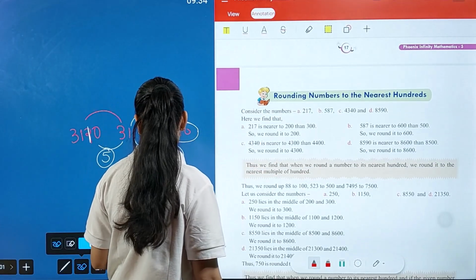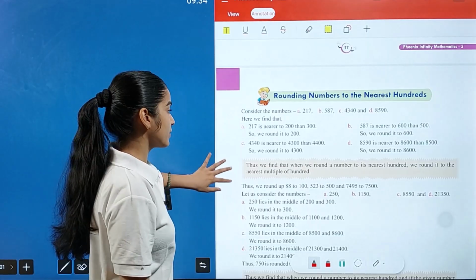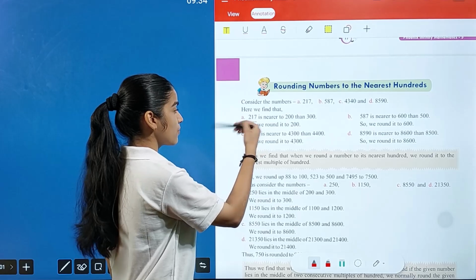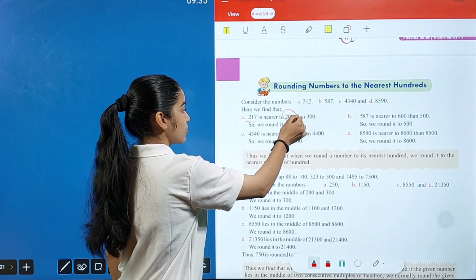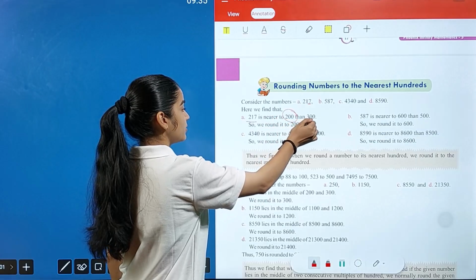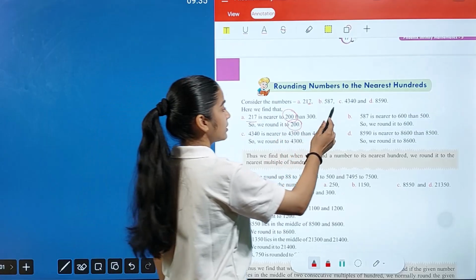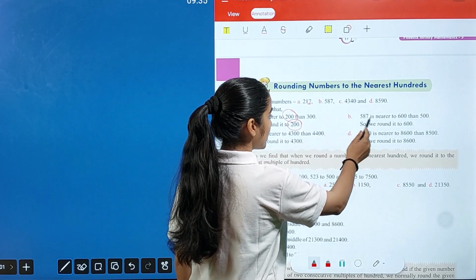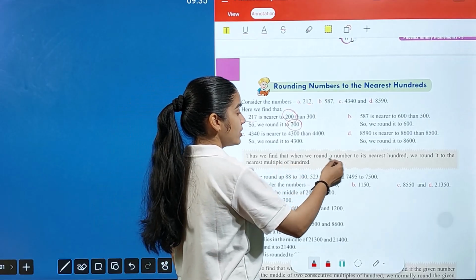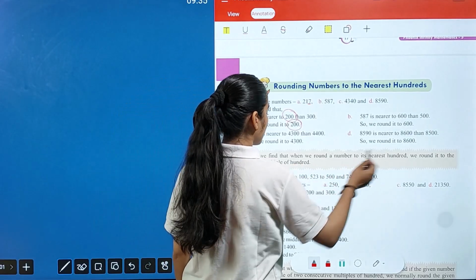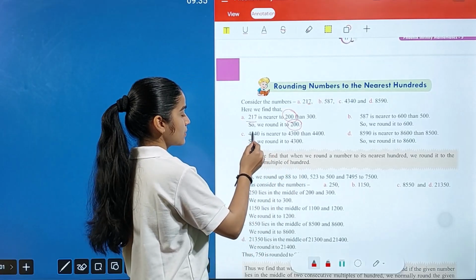The same concept which we learned for the nearest of 10 applies here for the 100 as well. So here we have 217. We have to shift to 200 because it is nearer to 200 than 300. So we round it to 200. After this, 587 will be rounded off to 600. Thus we find that when we round a number to its nearest 100, we round it to the nearest multiple of 100. So here we have 4340.